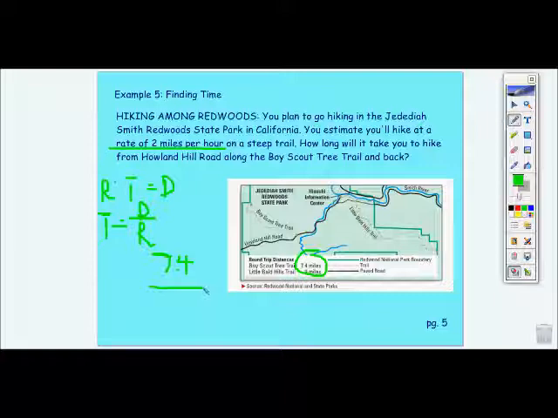7.4 is our distance. Our rate is going to be 2, and so that should equal my time, and 7.4 divided by 2 is going to equal 3.7, and we look at what kind of label we're going to have, and it would be 3.7 hours because it's 2 miles per hour. Okay, so almost 4 hours to walk that very steep trail. That would be quite a workout. And that will finish lesson 1.1.